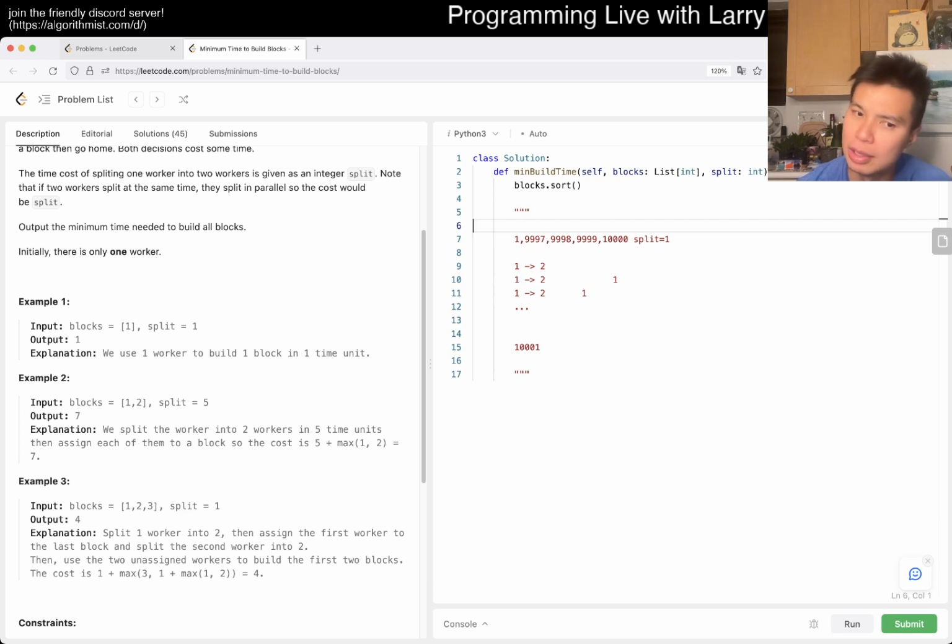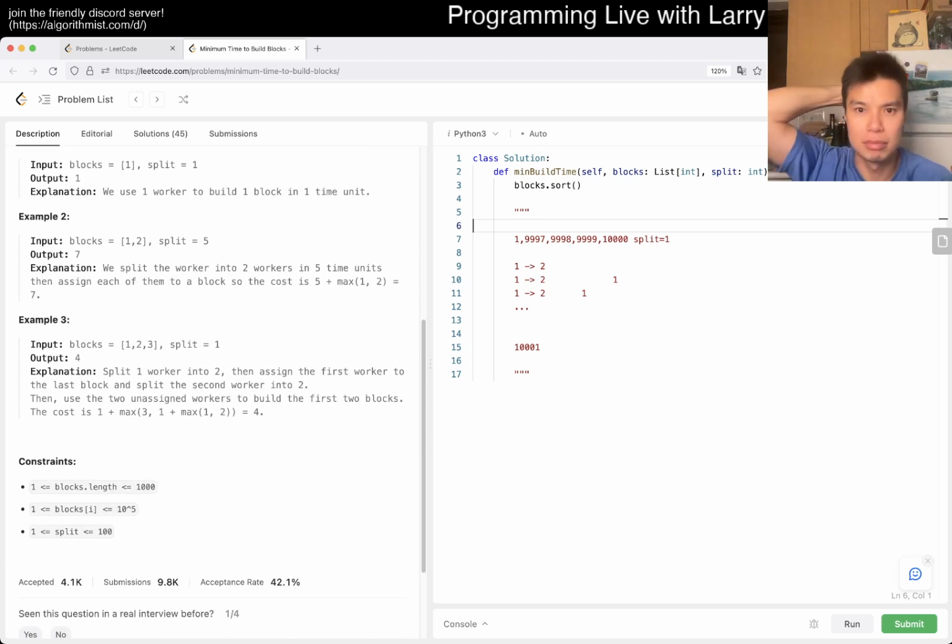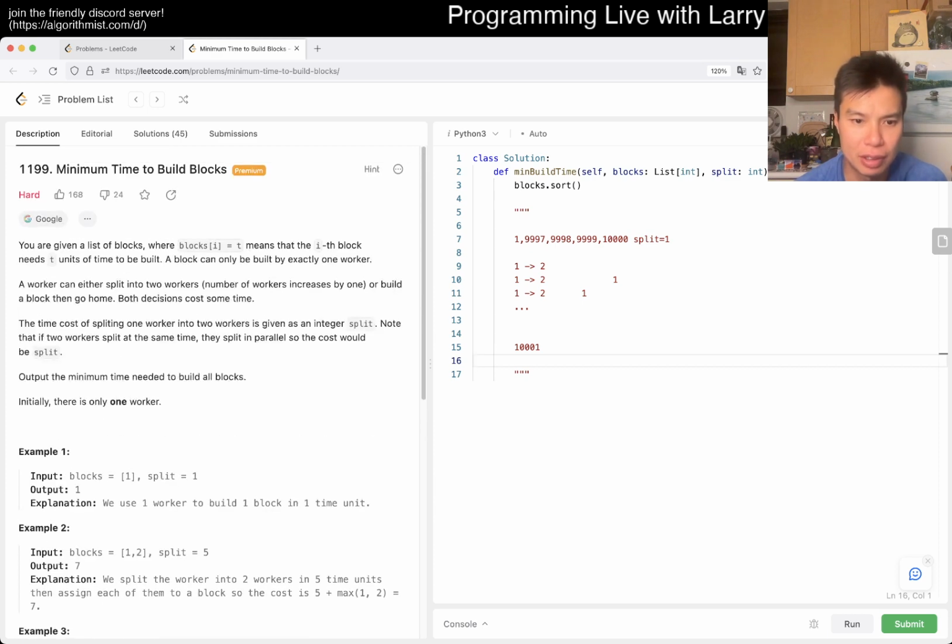But I don't know how to do it necessarily, to be honest. Even for this input, how do I binary search? Right, because the thing is that you can, and let me double check. Yeah, I mean, everything can be done in parallel.